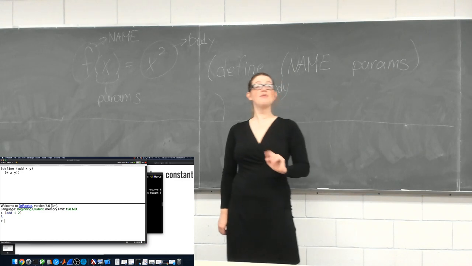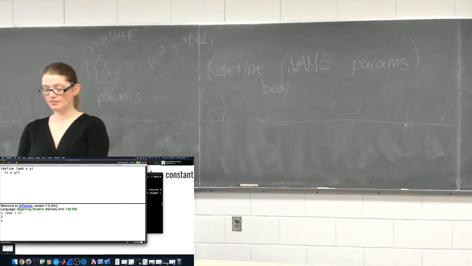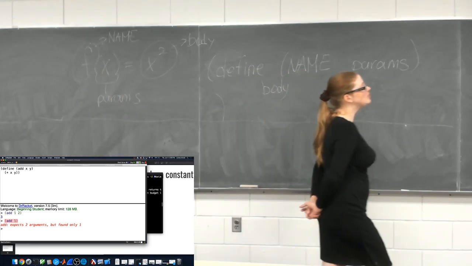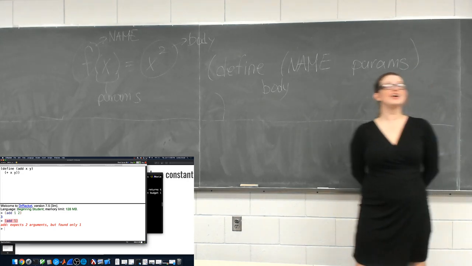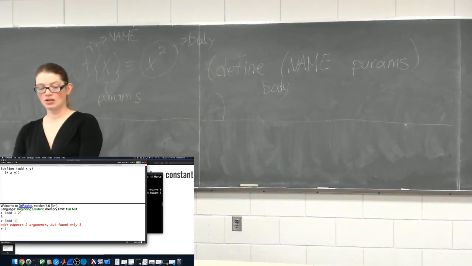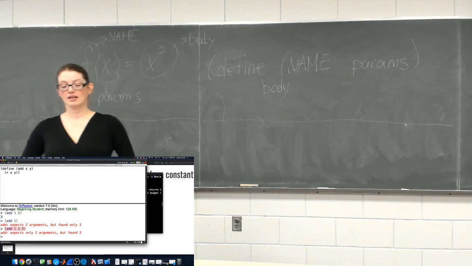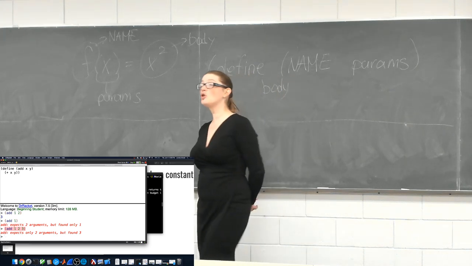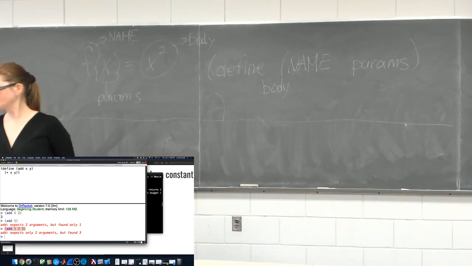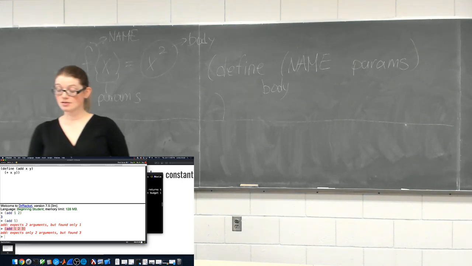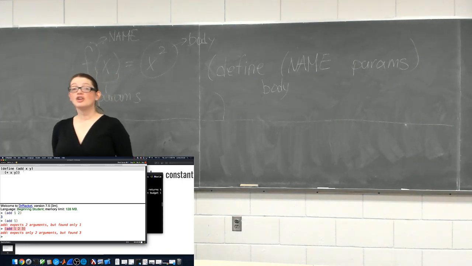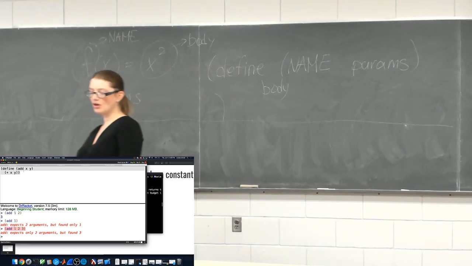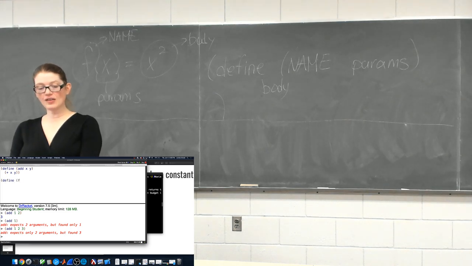Now, what happens if I pass my function too few arguments? You get a nasty error message. Add expects two arguments but found only one. And if I try to pass it too many arguments, I can anticipate getting an error message as well, to make sure that you're doing things properly. Now, you can use the functions that you've defined in other functions. So I could then define another function below this.